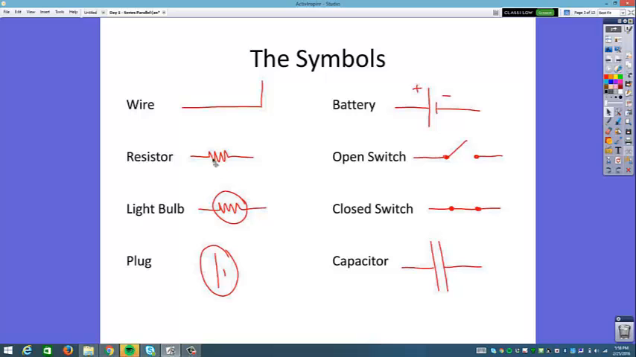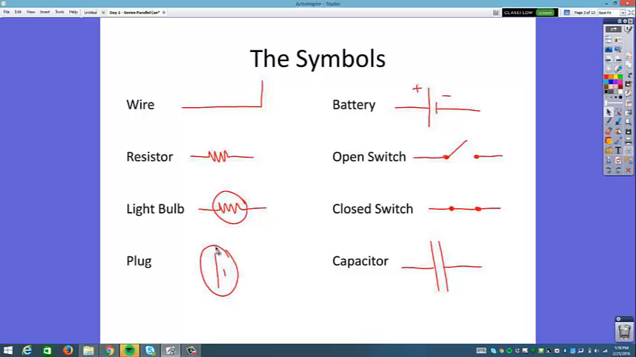In the next one down, you have your resistor. Your resistor slows down that current. And so we draw these little up and downs, almost like mountains, in the middle of it to be your resistor. The next one is your light bulb. Your light bulb is a type of resistor since it's going to slow down your current. So we draw it with a resistor and then we draw a light and a circle around it to symbolize that it's a light bulb. All light bulbs are drawn the same no matter what size they are.